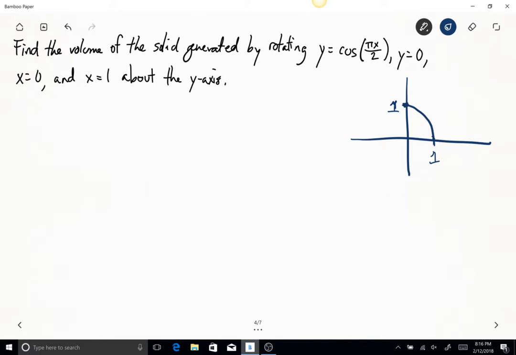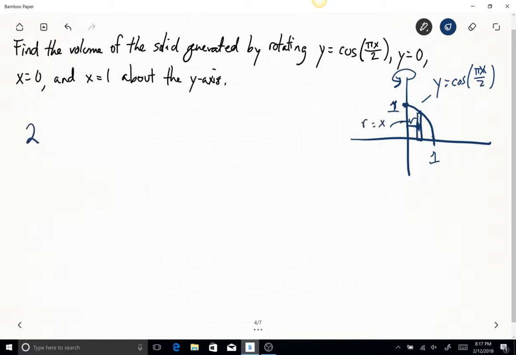All right, so for this one, this is y equals cosine of pi times x over 2. And we want to revolve this thing around the y-axis. So we're going to be doing shells. I won't even draw the shell, I'll just draw the sliver of the shell. And what happens? Well, we have this distance, which is what we're looking for as the radius. That's the radius. And in that case, r equals our x value.